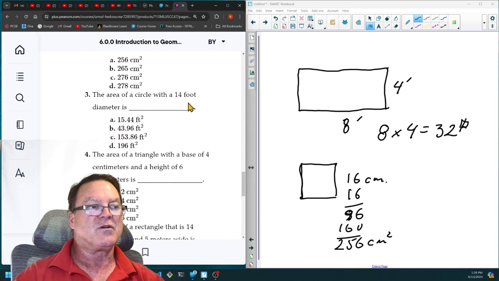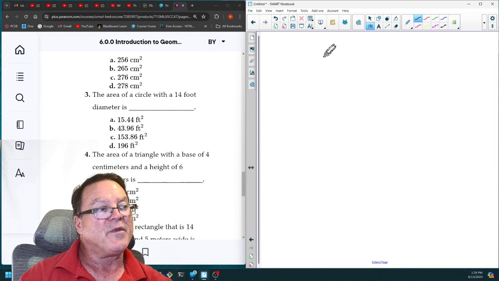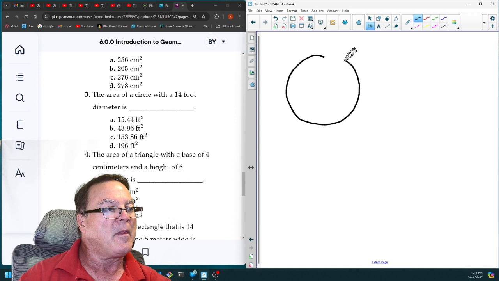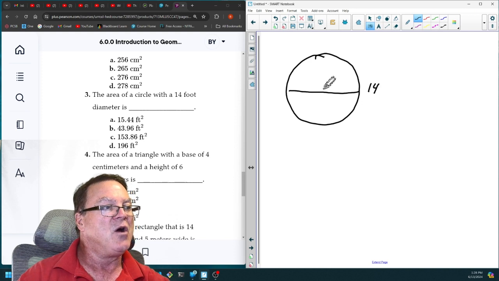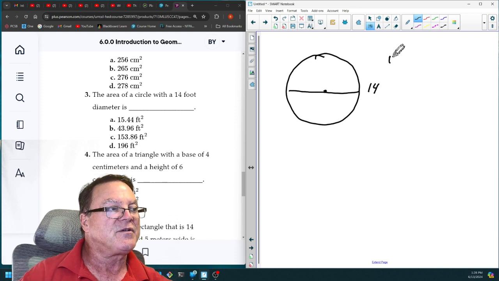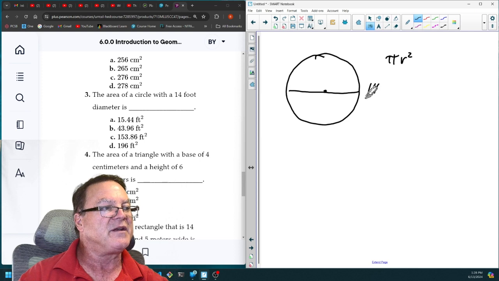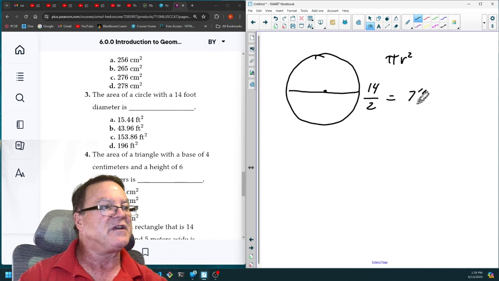The area of a circle with a 14-foot diameter. They want to know the area. So what they're saying is this circle has a diameter that's 14 feet across. Well, remember, the area of a circle is pi times the radius squared. So we're going to have to divide 14 by 2 in order to find the radius, which is 7 feet.